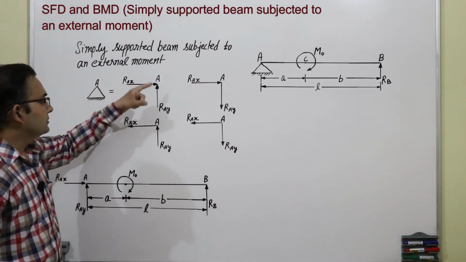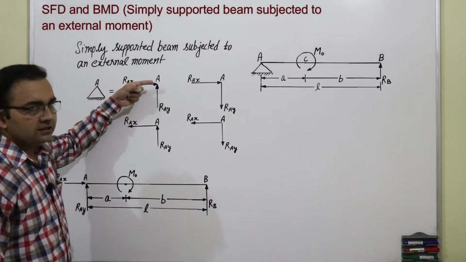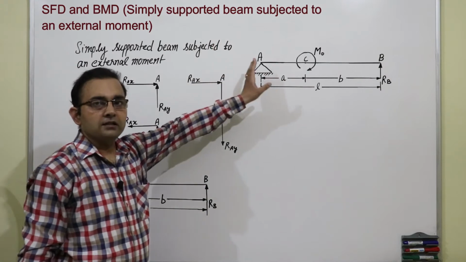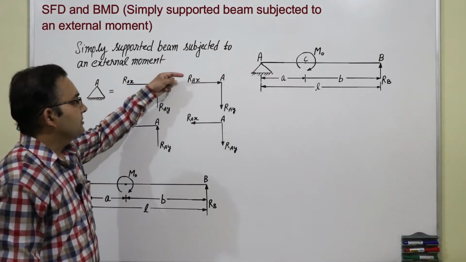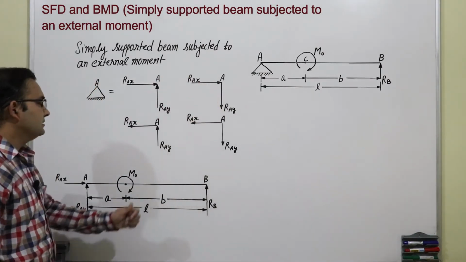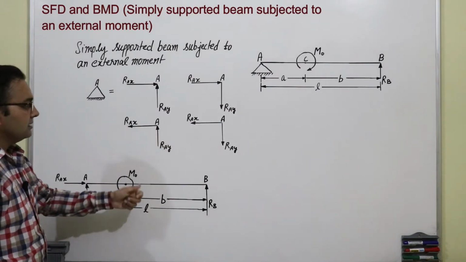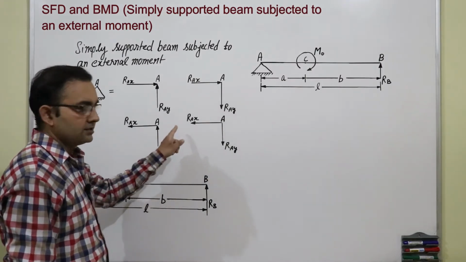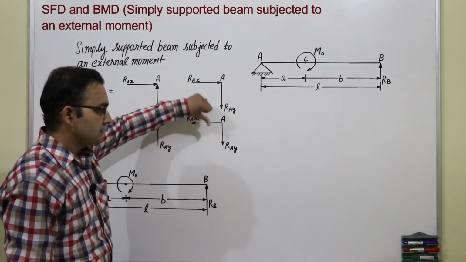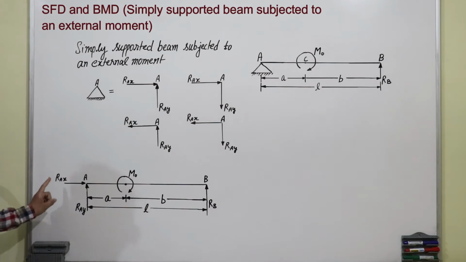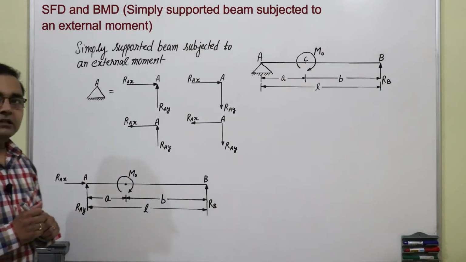So we can use this combination, horizontal force in this direction and vertical force in this direction, because at present we do not know what is the real direction. Another case may be horizontal force in this direction and vertical force in this direction. Third is horizontal force in backward direction and vertical force is upward. Horizontal force in backward direction and vertical force is downward. So we are using this one. This is RAX and RAY.